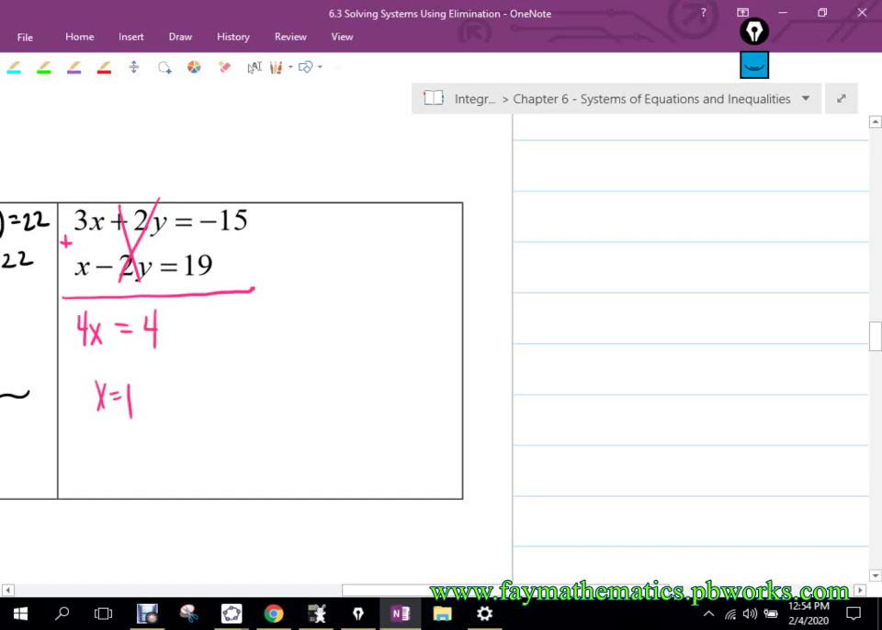Now, which equation do you want to plug that back into? I heard top first. So what's 3 times 1? 3 plus 2y equals negative 15. Now what do I do? Subtract 3 from both sides. Subtract 3. So 2y equals negative 18. So what's y going to be? Negative 9. Negative 9. Okay.